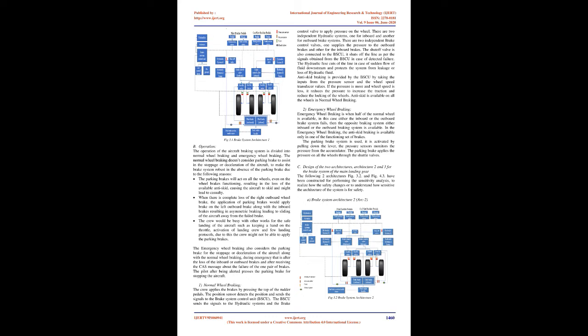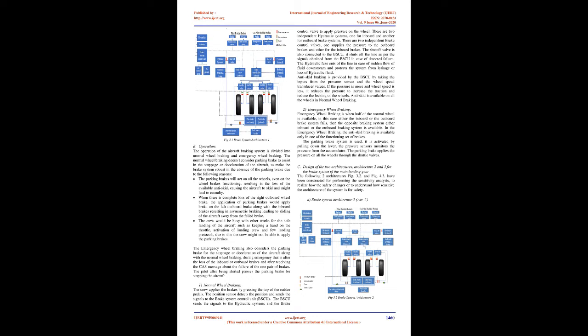1. Normal wheel braking. The crew applies the brakes by pressing the top of the rudder pedals. The position sensor detects the position and sends the signals to the brake system control unit, BSCU. The BSCU sends the signals to the hydraulic systems and the brake control valve to apply pressure on the wheel.